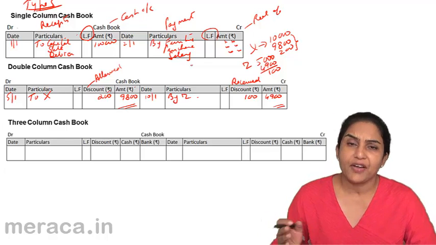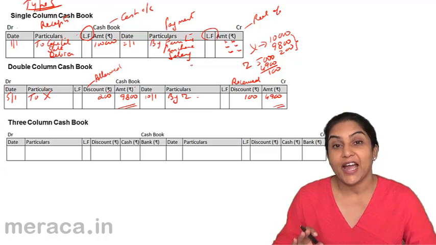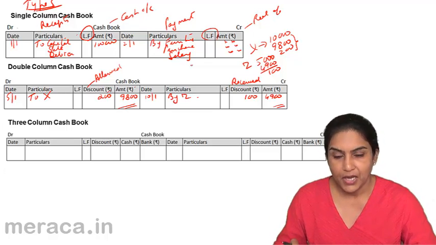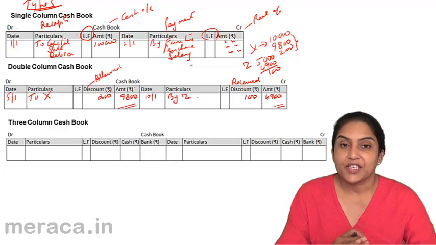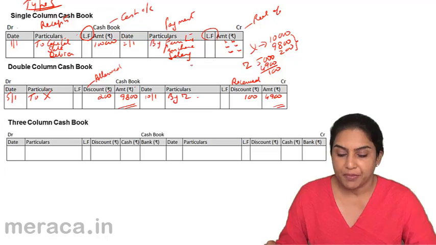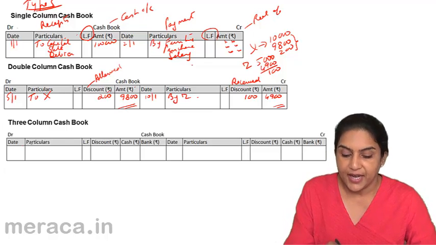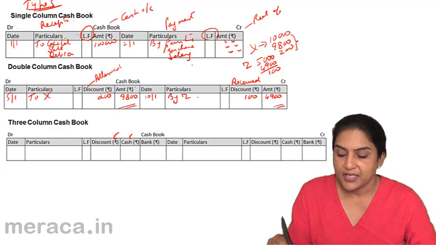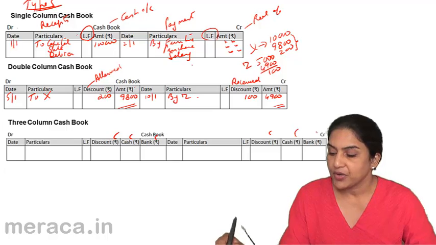You could also have a double column cash book with a cash and bank column. And sometimes we have a triple column cash book, which has date, particulars, ledger folio and three amount columns: discount, cash and bank.